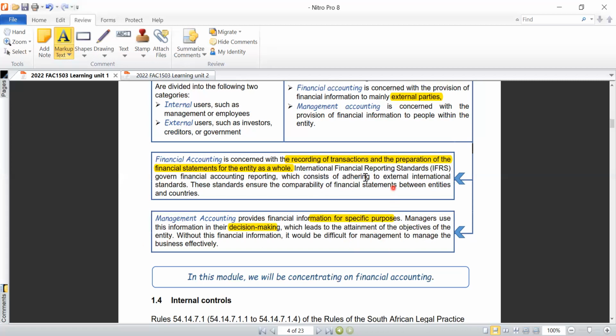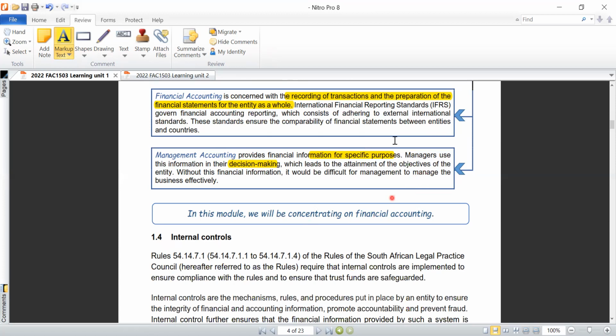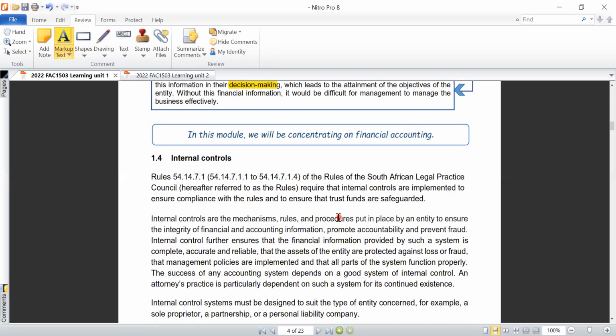Notice there is no standard that is governing how that information is to be presented or generated with regard to management accounting. But with financial accounting, the information is recorded, prepared, and reported in financial statements according to a specific benchmark, which is what we call the International Financial Reporting Standards. It's very important to pick up the differences there. So I was emphasizing earlier that the emphasis will be on financial accounting and not necessarily management accounting. That was just to point out some of those basics.